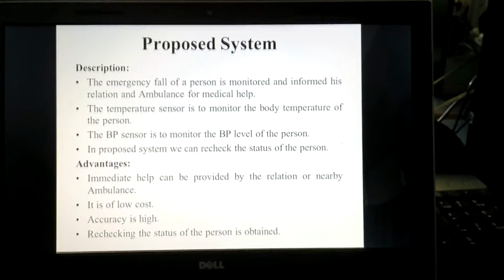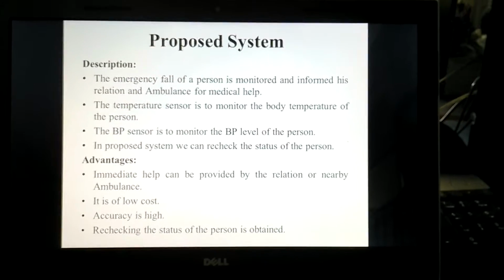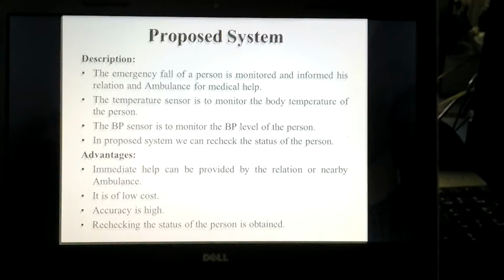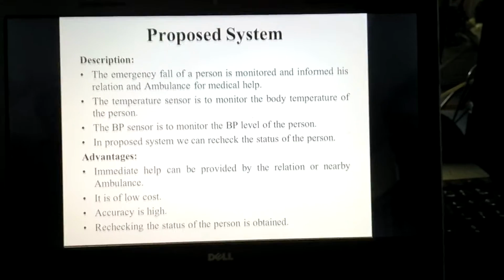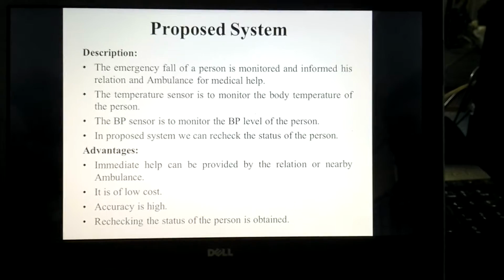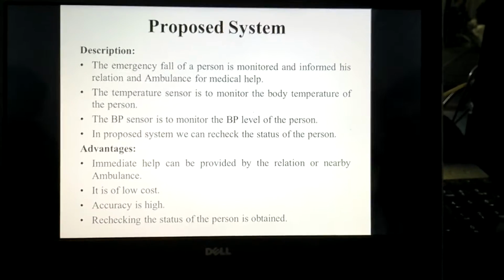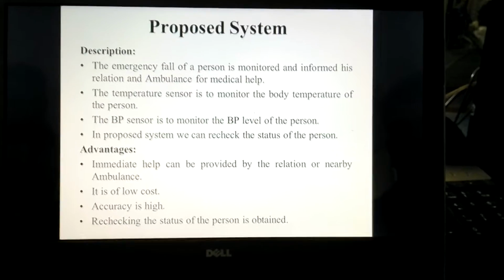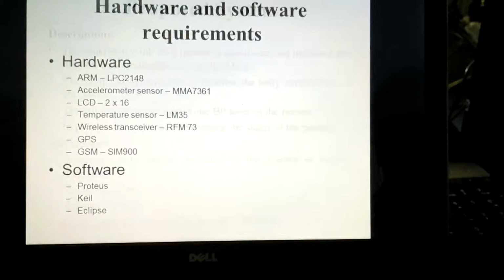The main proposed system is to monitor and inform the relation and ambulance for medical help, and the BP sensor and temperature sensor are monitored. In the proposed system, we can recheck the status of the person even if no accident fall has occurred. The advantages are that it is low cost, the accuracy is high, and we can easily recheck the status at all times.